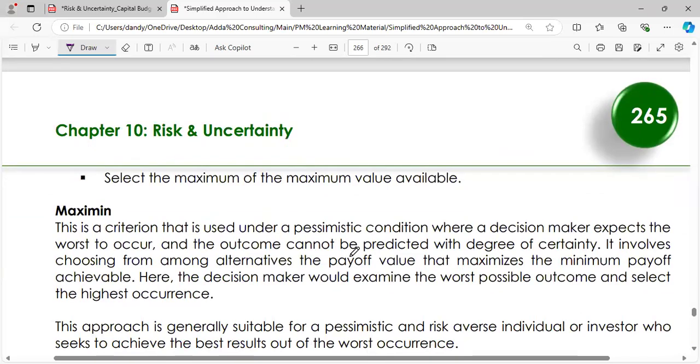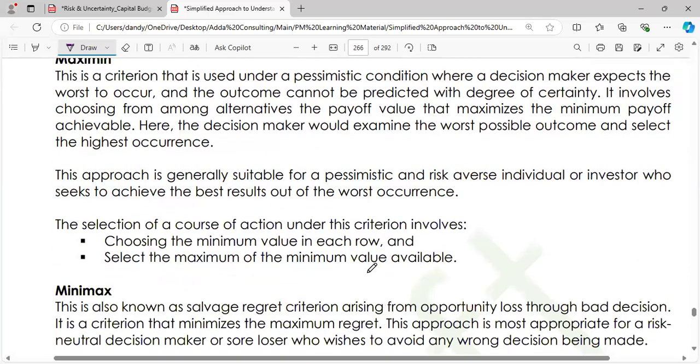The Maximin criterion is a decision criterion that is mostly preferred by a pessimistic individual investor. The decision maker expects the worst to occur. Under Maximin, the most important thing is to select the minimum payoff value in each row, and then to make a decision, you select the maximum of the worst occurrences. That's what you need to do under the Maximin criterion.